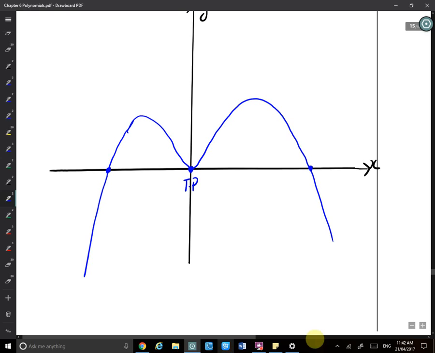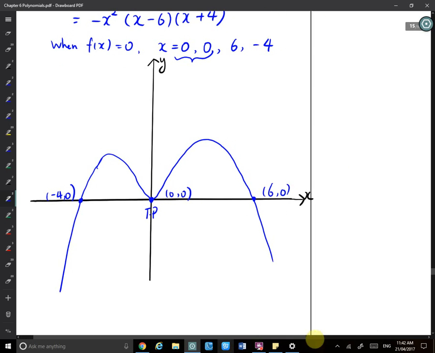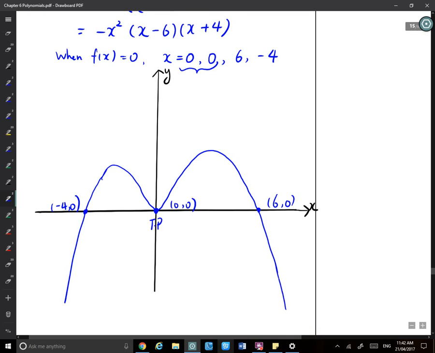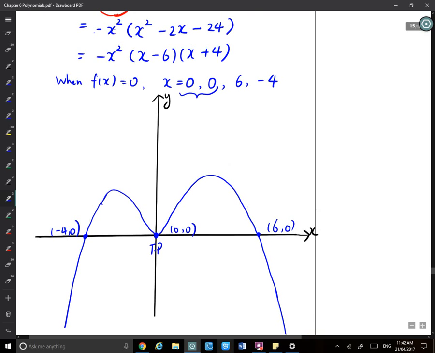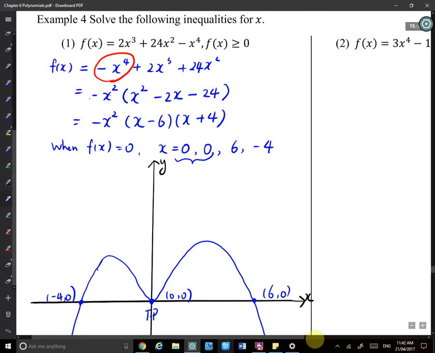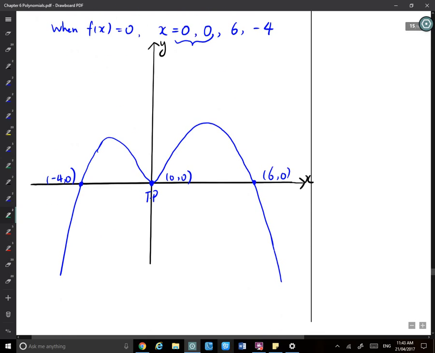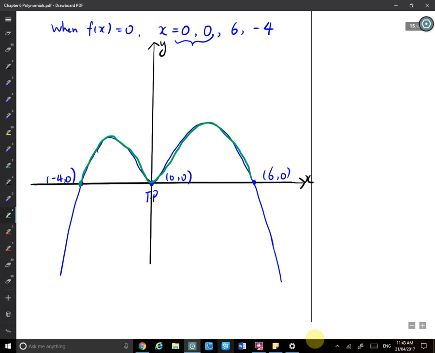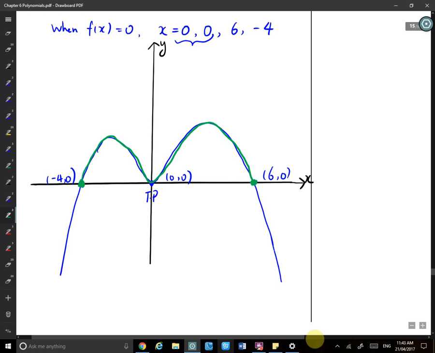Okay, that's the graph. That's 6, 0, minus 4, 0, 0, 0, and the turning point, I don't know where the turning point is, but the shape is like that. If that's the shape, I want f(x) greater than or equal to 0. Can you see I want f(x) greater than or equal to 0? If that's greater than or equal to 0, I will start from this point. All of those graphs until here will be acceptable.